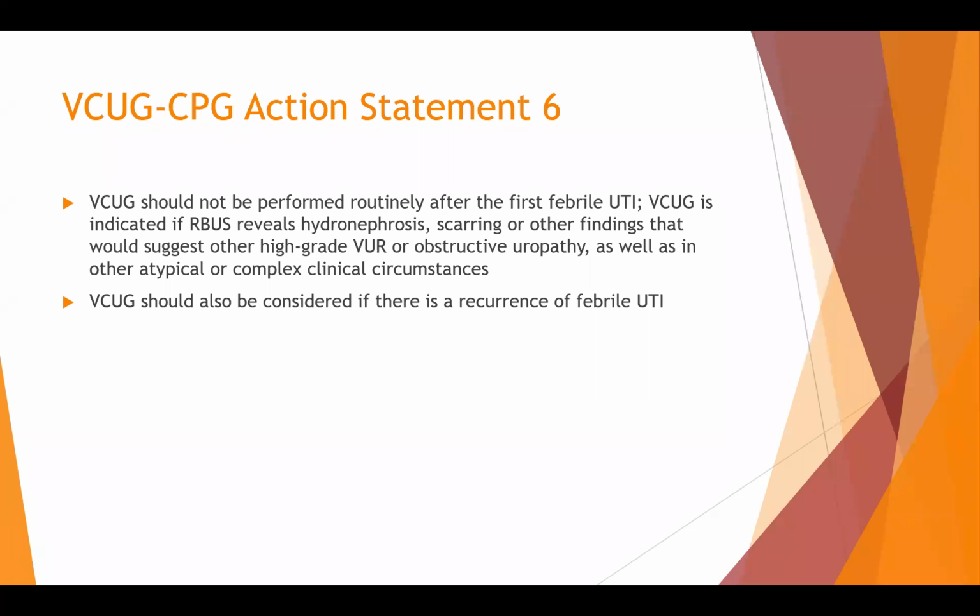And then in terms of VCUG, VCUG should not be performed routinely after the first febrile UTI, but it is indicated when the ultrasound reveals hydronephrosis, scarring, or other findings, like I just mentioned, that would suggest high-grade VUR or obstructive uropathy. If there's a recurrence of a febrile UTI, it should be considered, but certainly look at the wording of this action statement, as it is not 100% telling you exactly what you need to do.